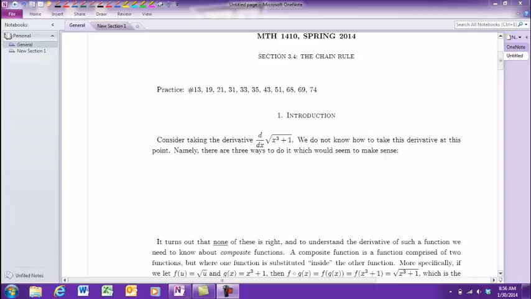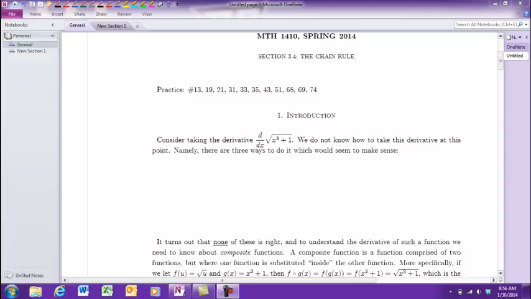It's not a quotient, so we can't use the quotient rule or the product rule. There's no sines or cosines, so we can't do the trig rules. And it's not a straightforward power rule because we don't just have x cubed, we have an x cubed under a square root. So there's a few ways that would seem to make sense to do this.